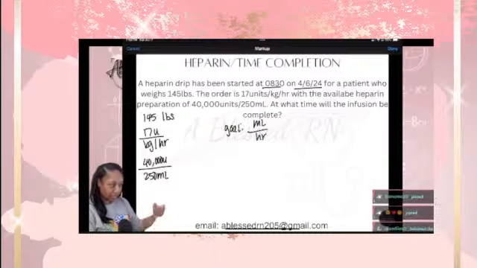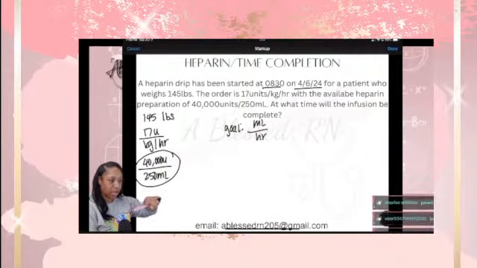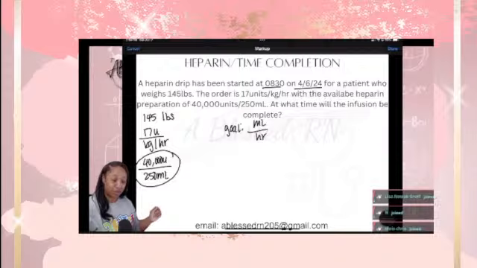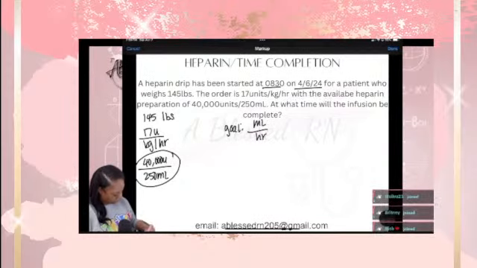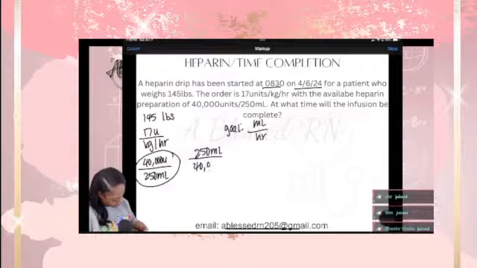That's what we're looking for. So we want milliliters on the top. We need to start with our milliliters. So I'm going to take this and flip it. These relationships, these puzzle pieces, stay together. Once you use them, you can't use them again and you can't separate them. So we can flip them, but don't separate them. So 250 over 40,000 units. Units is at the bottom. I need units to go to the top.